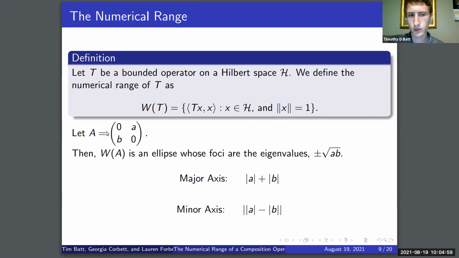So now for a little example of the numerical range, we let A be a 2x2 antidiagonal matrix. The elliptical range theorem tells us that the numerical range of A is an ellipse centered at the origin whose foci are its eigenvalues, which are plus or minus square root of AB. It has major axis absolute value of A plus absolute value of B, and minor axis absolute value of A minus absolute value of B.